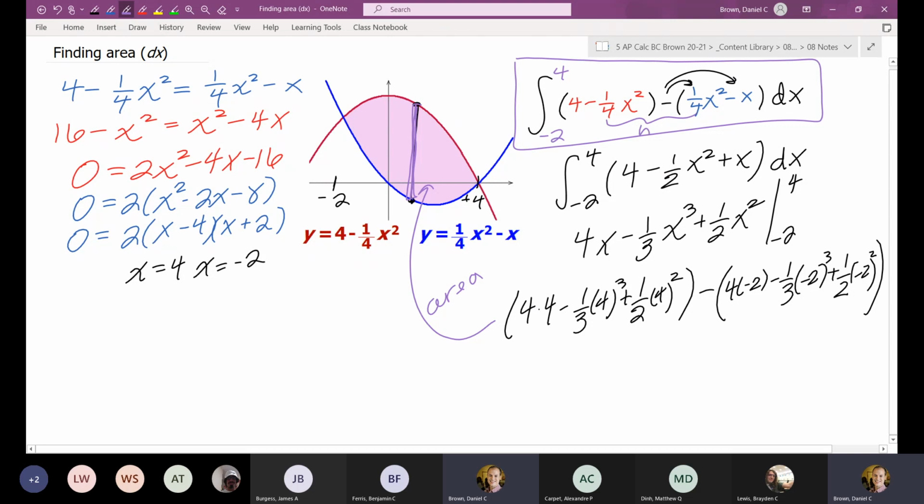dx is like a teeny tiny skinny width of a rectangle, or the base of it. When we did Riemann sums, base times height is the area of the rectangle. We added up a bunch of rectangles. That's what the integral sign is doing. We're just adding up an infinite number of rectangles, starting at -2 and ending at 4. And that's kind of why this is giving us the area. Any questions on that one?